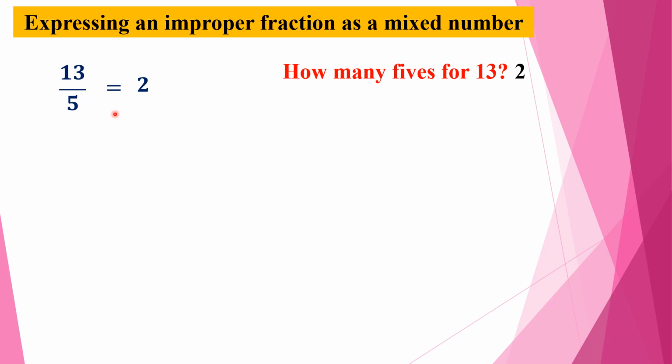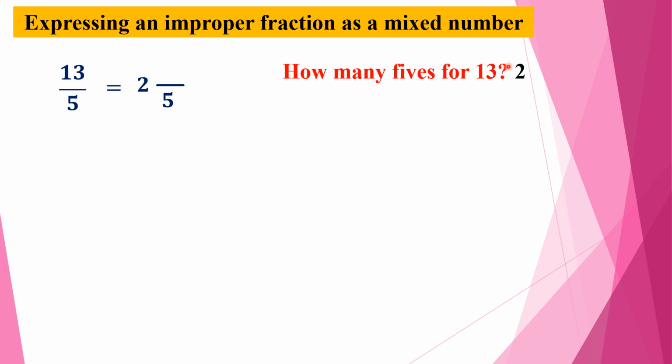I told you that the denominator of the improper fraction is the same as the denominator of the mixed number. So denominators are not changed, therefore the denominator of the mixed number is 5, and we can write this line segment. And now how can you find the numerator of this fraction? How can you find? Now we found that there are 2 5s for 13.